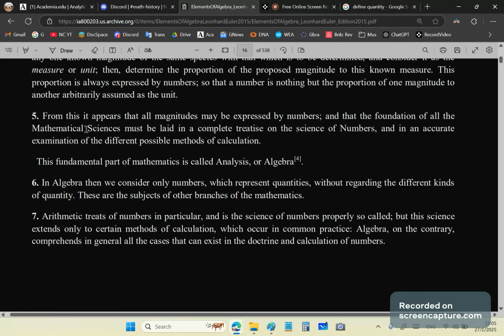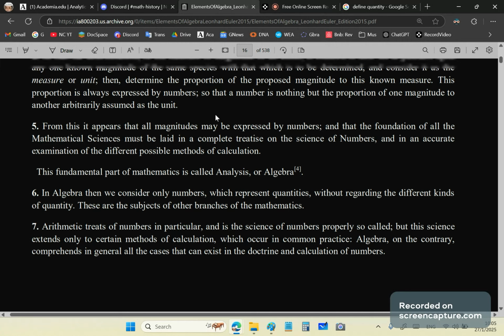And then he says, finally, from this it appears that all magnitudes may be expressed by numbers, and that the foundation of mathematical sciences must be laid in a complete treatise on the science of numbers. Blah, blah, blah, blah. Okay. And then he says, in algebra, we shall consider numbers which represent quantities. All right, I'm not going to read all that. I just wanted to focus on that first part.